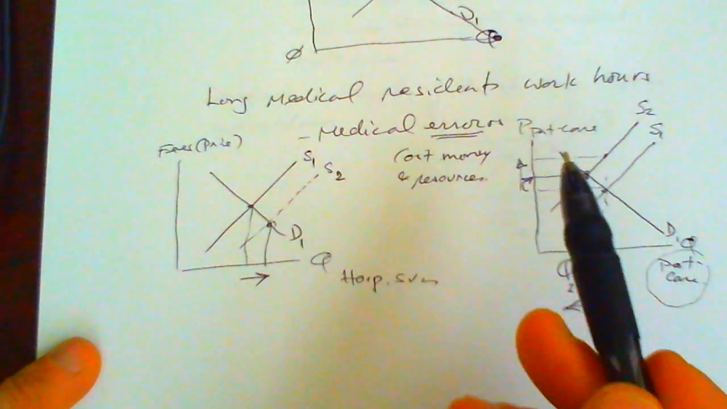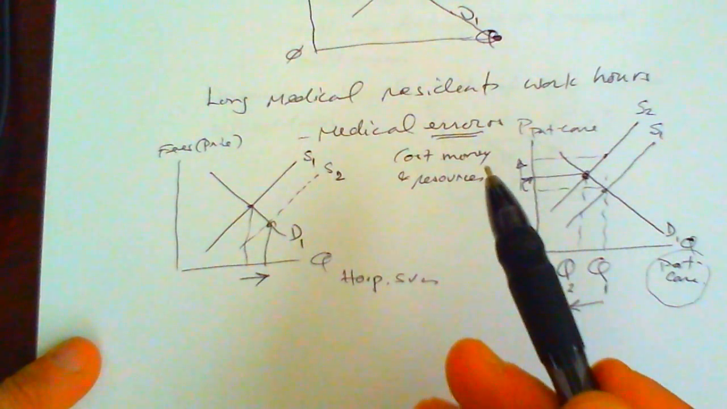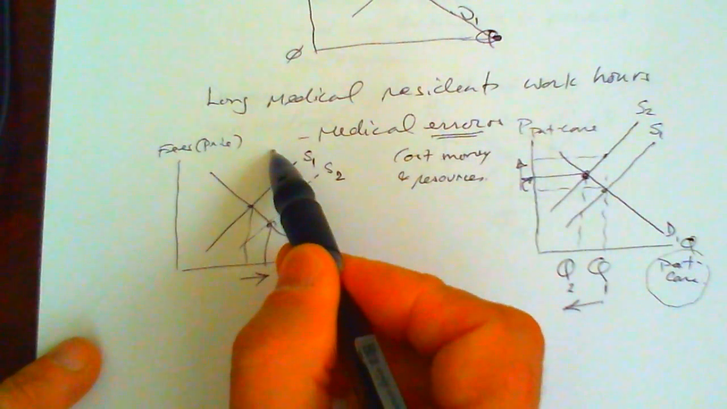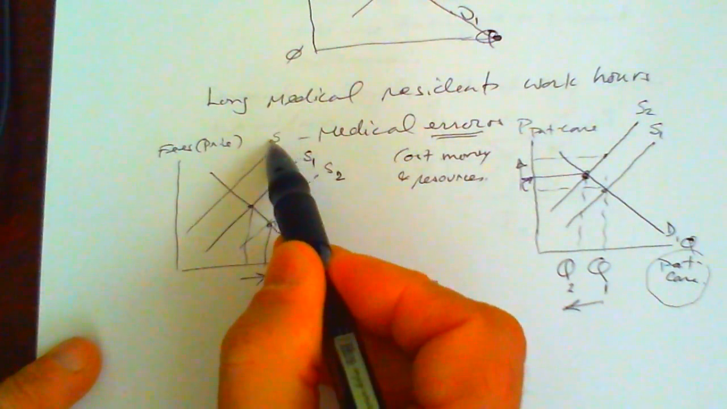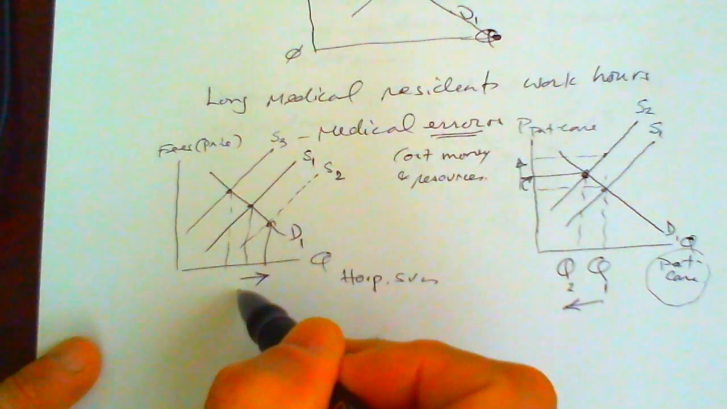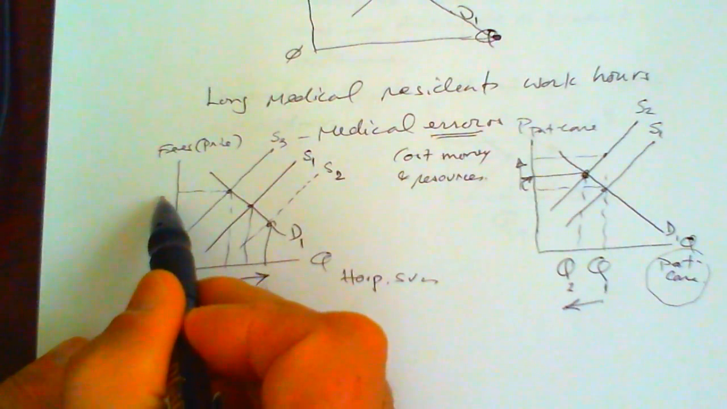By restricting their hours, hospitals have to hire more of them. That is additional expense, and so the supply of hospital services will shift to the left, and that means a lower level of hospital services at higher cost and therefore higher prices.